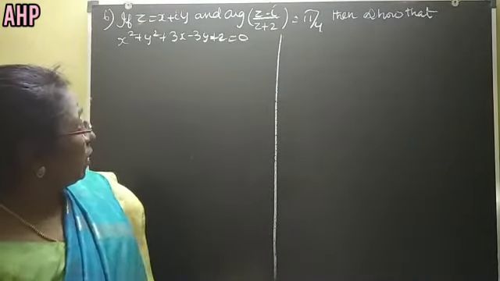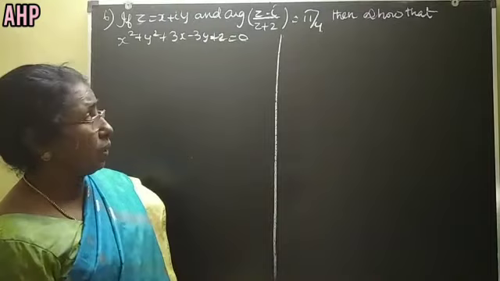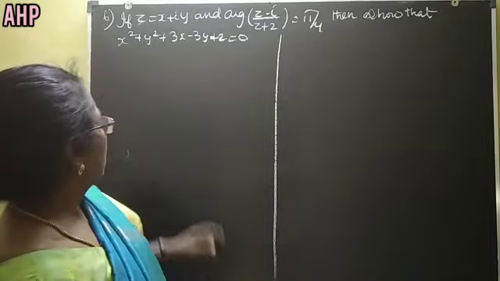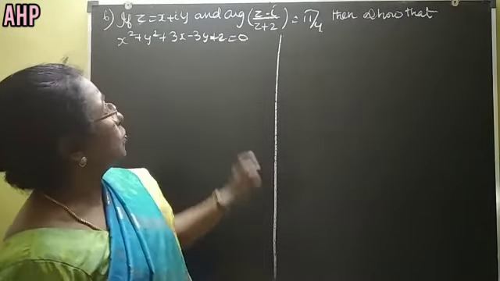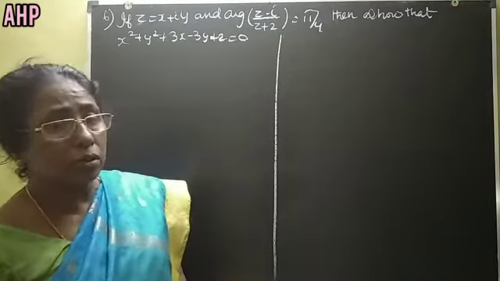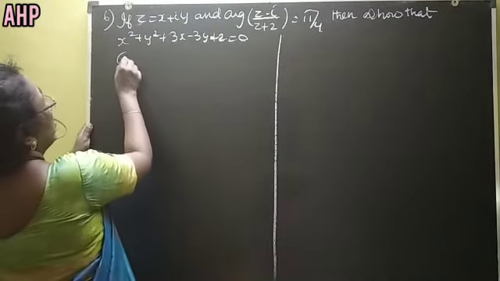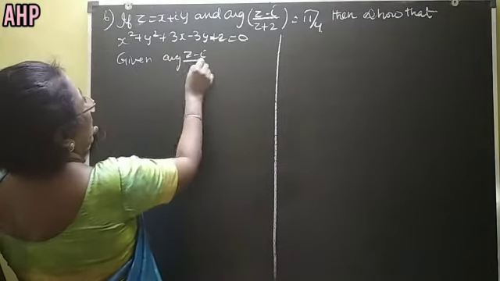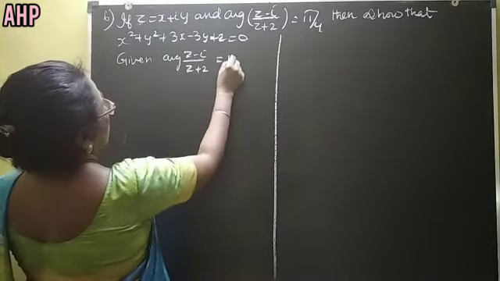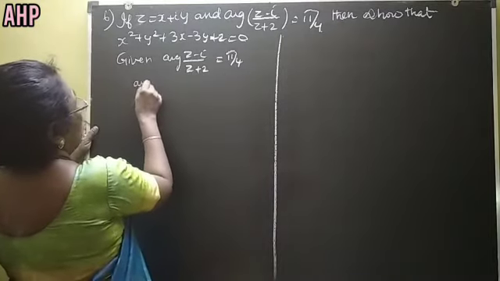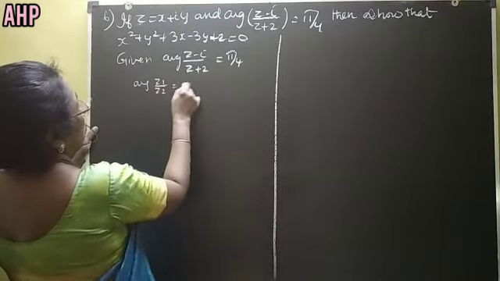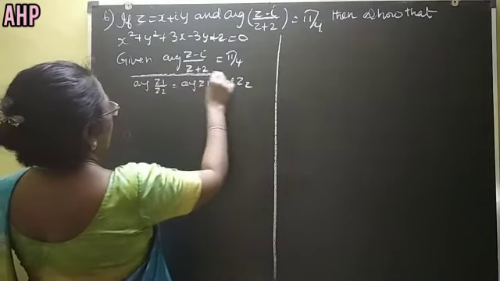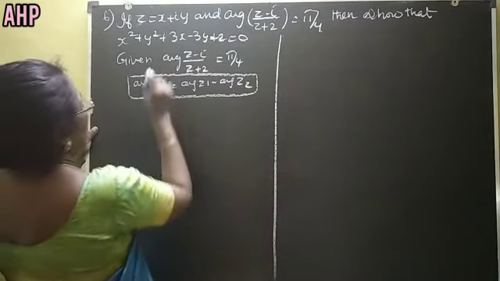Here, if z is equal to x plus iy and the argument of (z minus i) by (z plus 2) is equal to pi by 4, then show that x square plus y square plus 3x minus 3y plus 2 equal to 0. We are given argument of (z minus i) by (z plus 2) is equal to pi by 4. We know that argument of z1 by z2 is equal to argument of z1 minus argument of z2. We know this property, so we are going to use this property to simplify this.